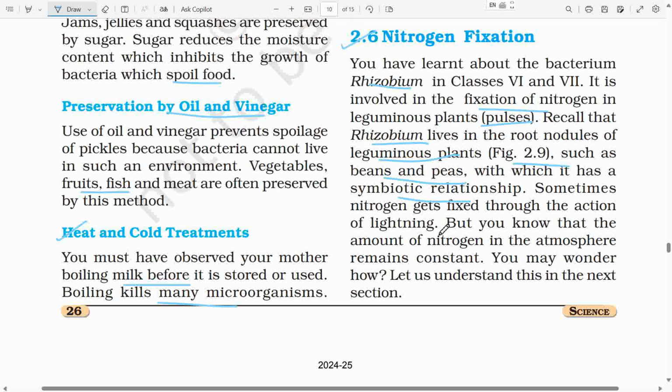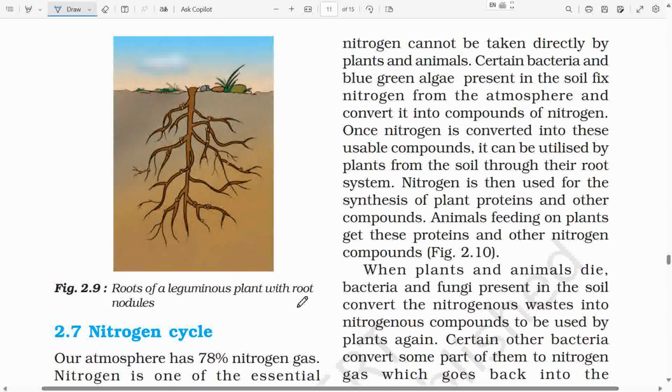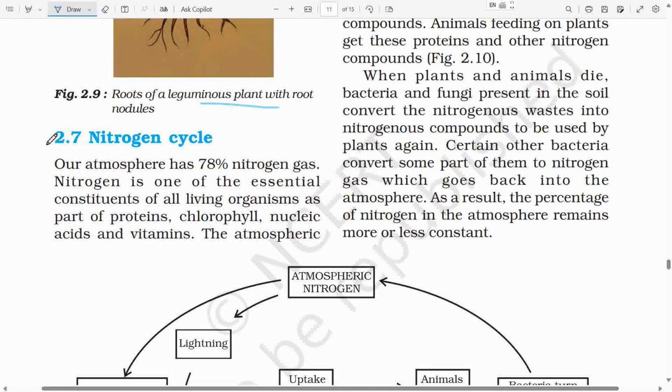Sometimes nitrogen gets fixed through the action of lightning. But you know that the amount of nitrogen in the atmosphere remains constant? You may wonder how. Let us understand this in the next section. Page 27. Figure 2.9 shows roots of a leguminous plant with root nodules. 2.7. Nitrogen cycle.